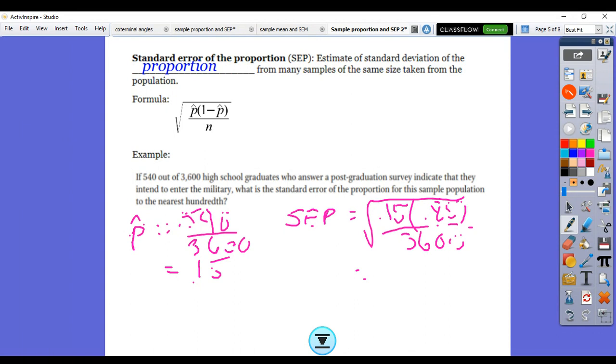That rounds to 0.0059, so 0.006, which to the nearest hundredth would be 0.01. So the SEP would be 0.01.